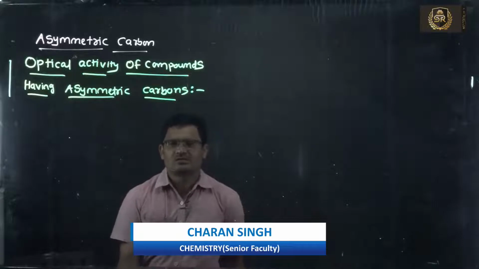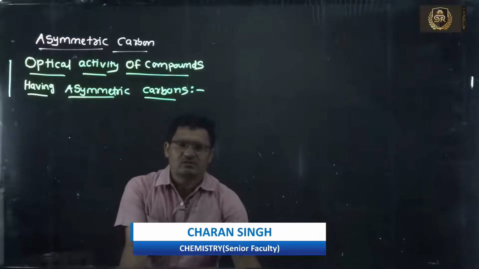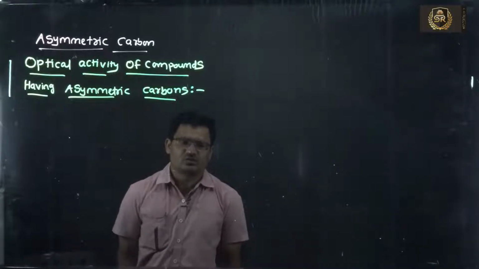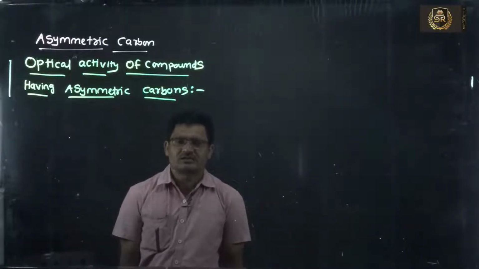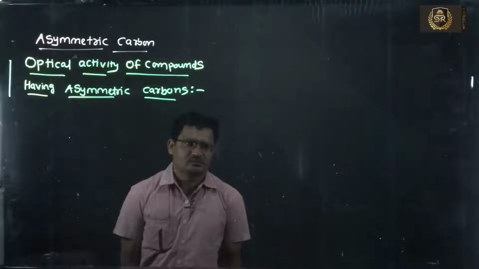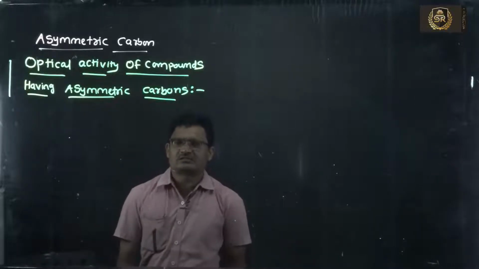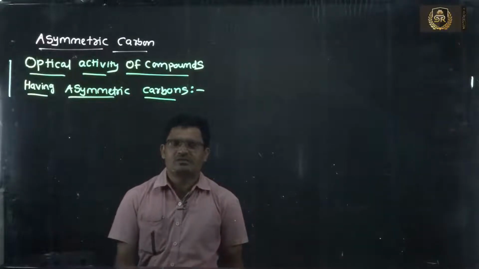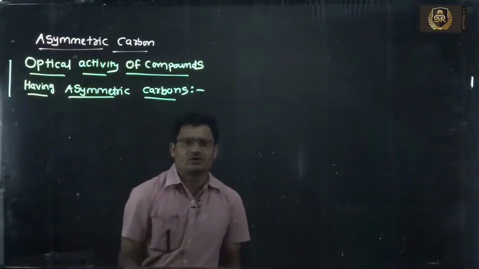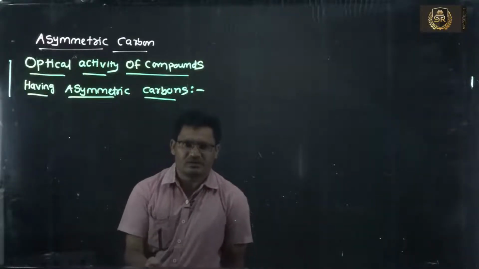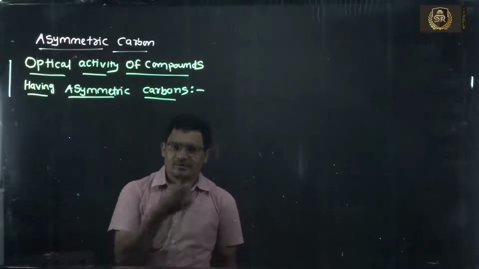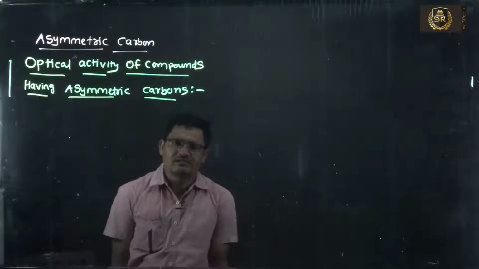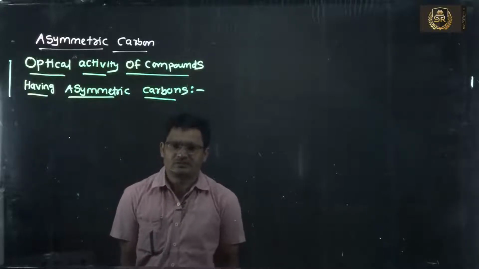The next one, functional isomerism: compounds having the same molecular formula but different types of functional group are called functional isomers, and the study of this phenomenon is called functional isomerism. After that we discussed metamerism. Metamerism is nothing but compounds having the same molecular formula but different types of alkyl groups are called metamers, and the study of this phenomenon is called metamerism. After that, tautomerism, we already discussed.